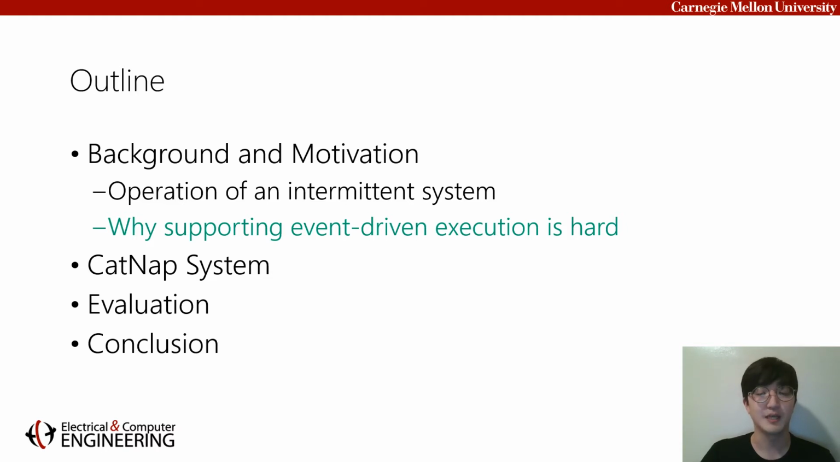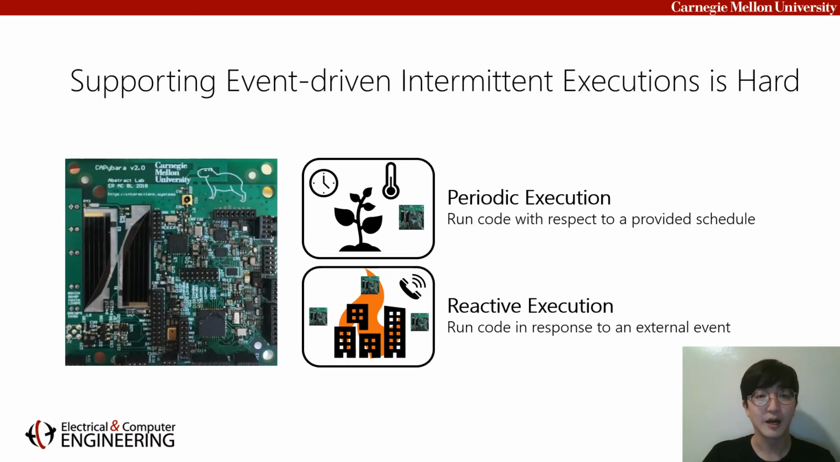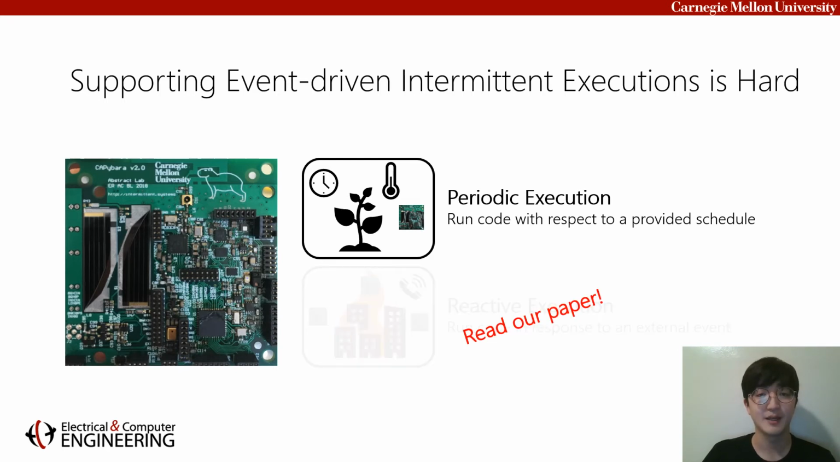So I've explained how an intermittent system usually works. Now I will explain in more detail why implementing an event-driven execution is hard on top of these devices. Again, we focus on periodic and reactive execution mainly. And due to the interest of time, I will mainly focus the discussion around the periodic execution in this talk. For the challenges with reactive execution and how CatNap tackles reactive execution, please read our paper.